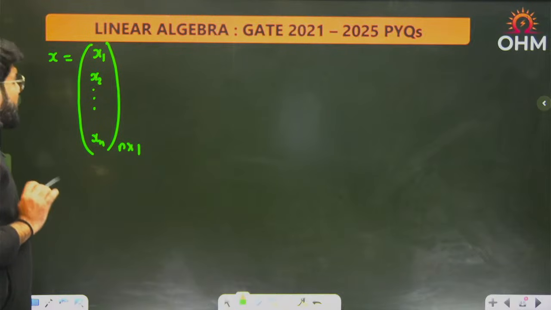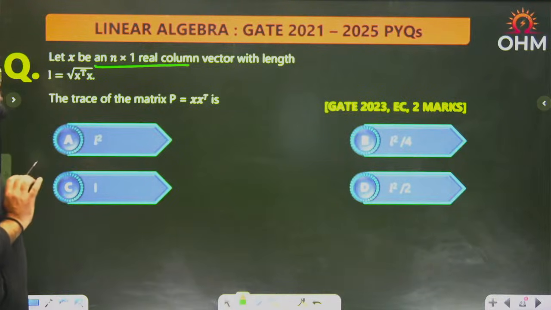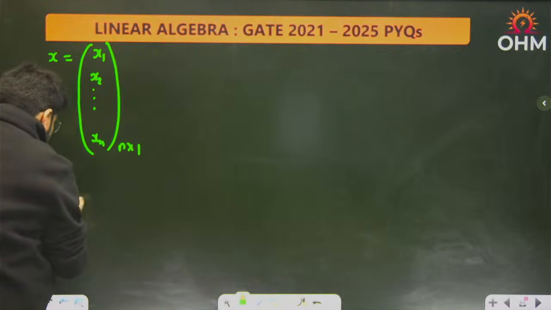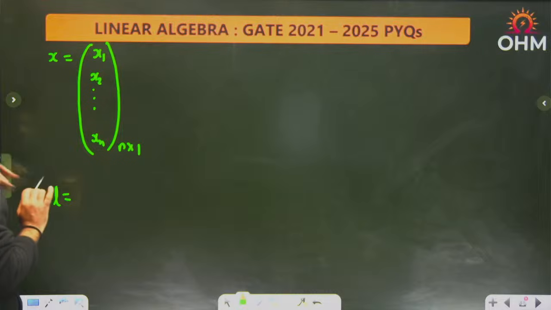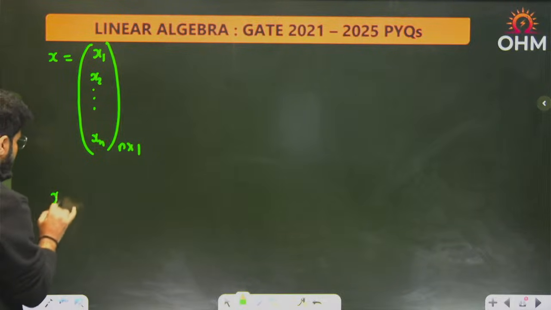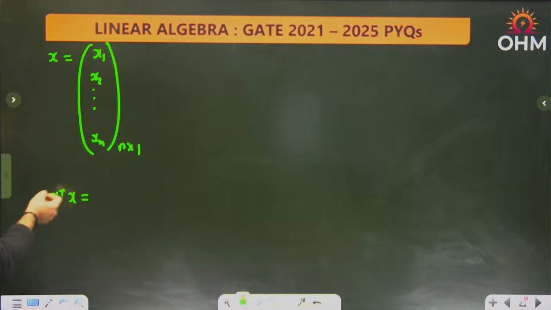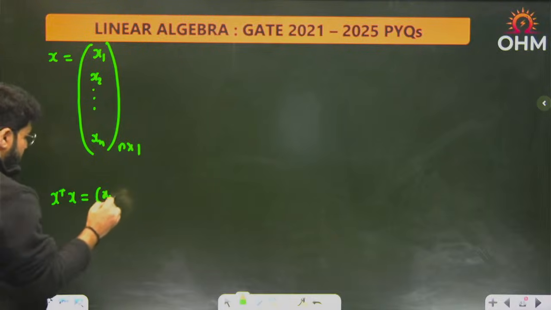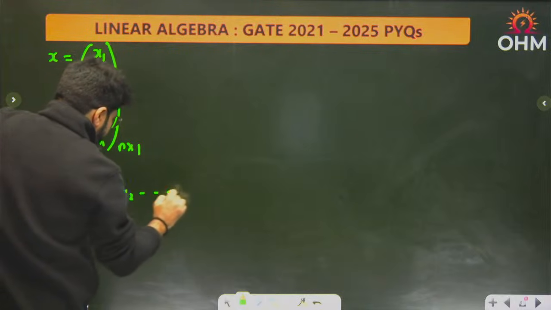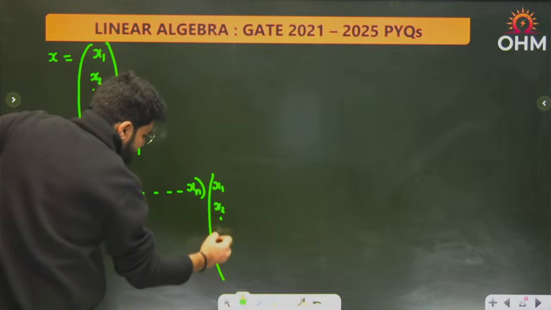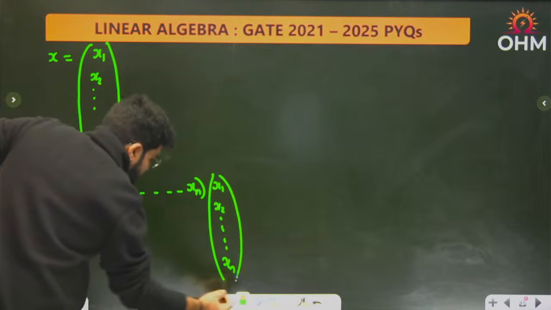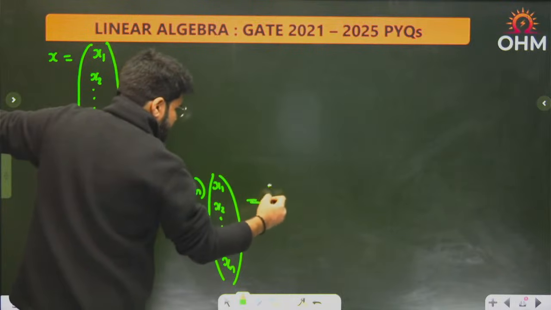The length of the vector is given by under root X transpose X. That is the general way to write down the length. First let me show you what X transpose X means. X transpose X is again a dot product calculation. X transpose will become x1, x2, up to xn, a row, and we multiply it with the column x1, x2, up to xn. Now when you open it, first row, first column, x1 square.